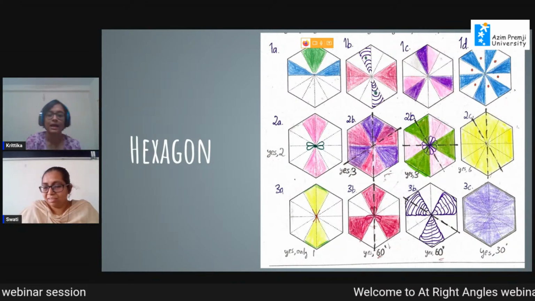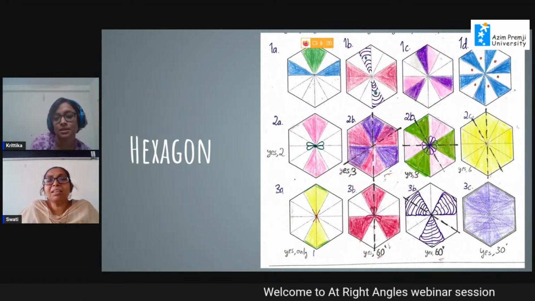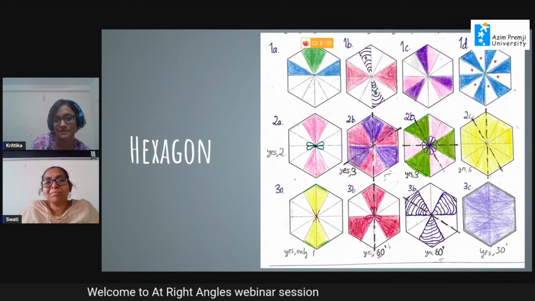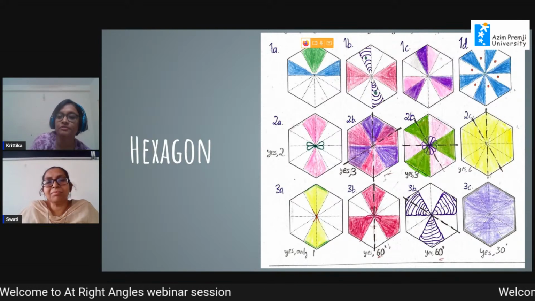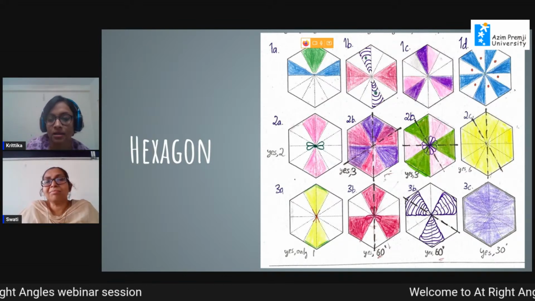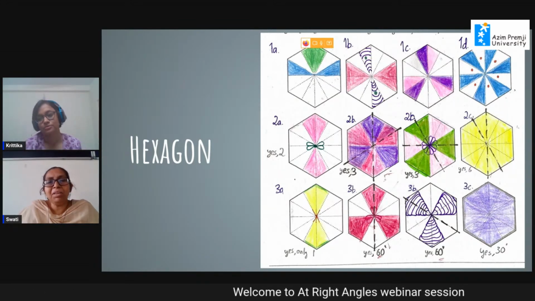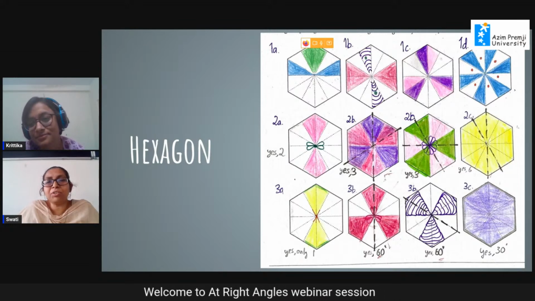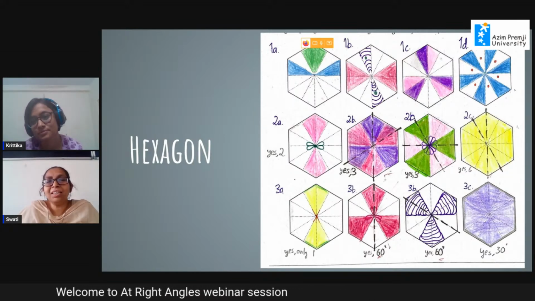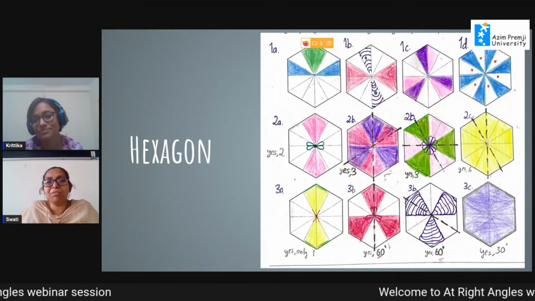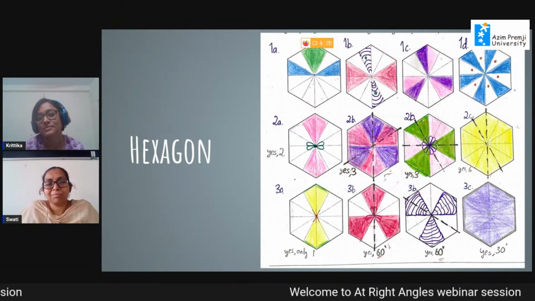And you can see that this one has highlighted the lines of symmetry. And the next one is with different lines of symmetry, but the angle remained 60. I mean, if I look at 2B and 2C, they look as if you have just reflected one to get the other.